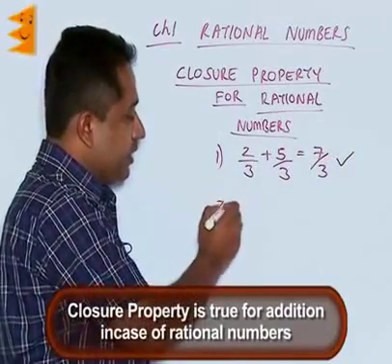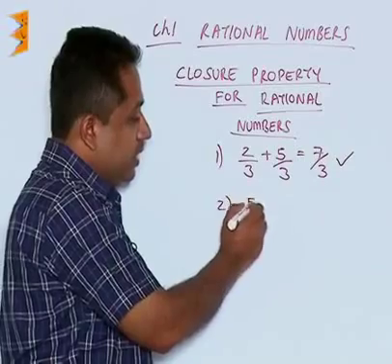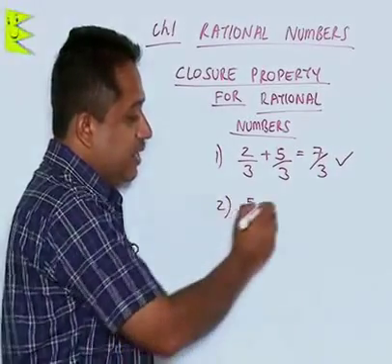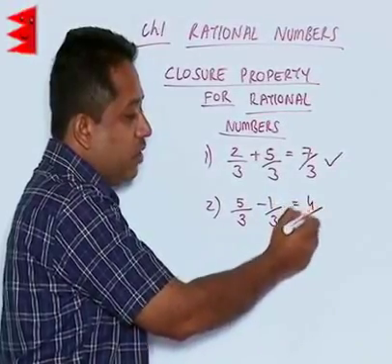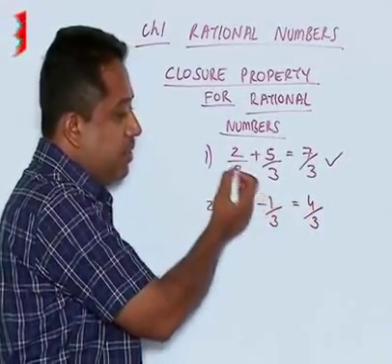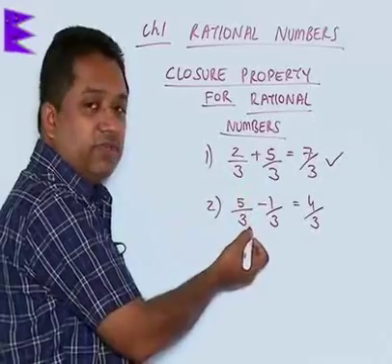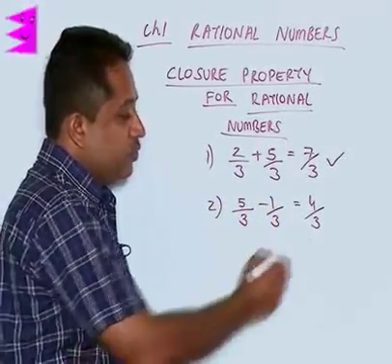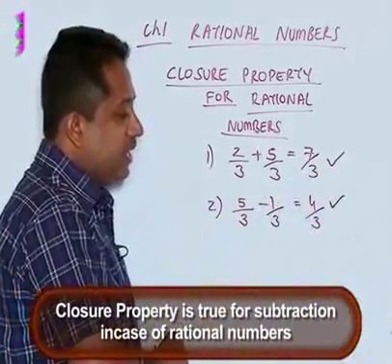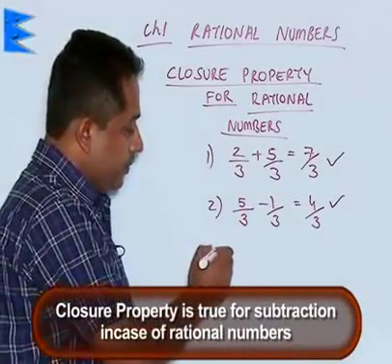What about subtraction? We look at another example, let's say 5 by 3, and we are subtracting 1 by 3. 5 minus 1, we are getting 4 upon 3. The denominator is the same in both examples that we have taken, so we can directly add or subtract the numerators. So here also for subtraction we find that the closure property holds good.